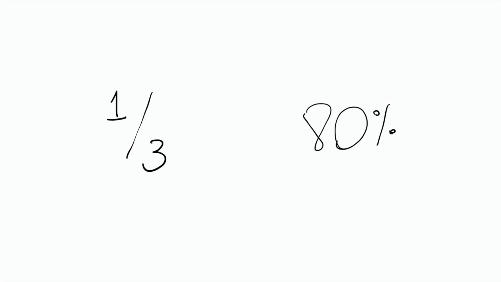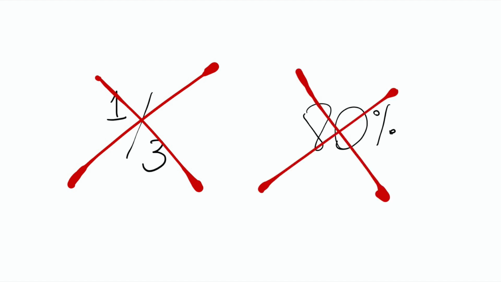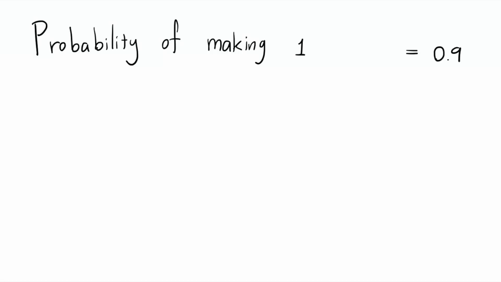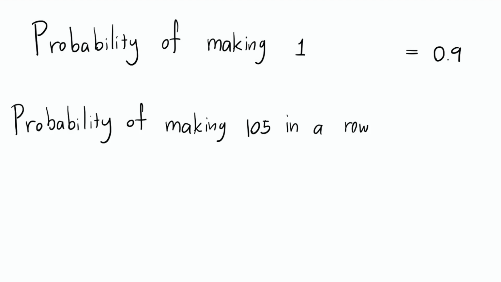Okay, so 1/3 is way too low, 80% is still too low, so what is a reasonable number? Let's pump that number up even more, right? Let's say that his probability of making one shot is 90% or 0.9. Then the probability that he would make 105 in a row would be 0.9 to the power of 105, which turned out to be around 0.0016% or 1 in around 64,000.